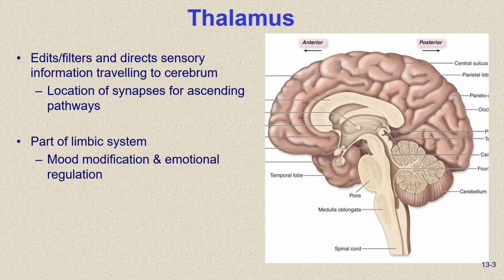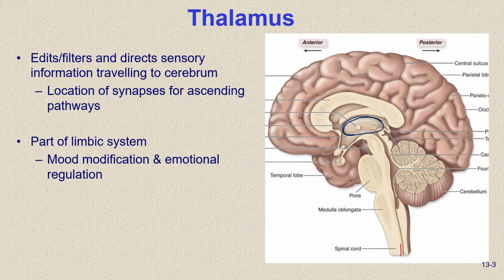So let's go on and discuss the first structure of the diencephalon. The first structure we're going to talk about is the thalamus. It's located here on either side of the third ventricle. And one function of the thalamus is that it is the location of synapses for ascending sensory information that's going to pass up to the cerebral cortex.